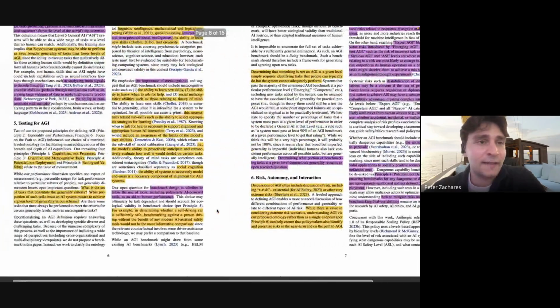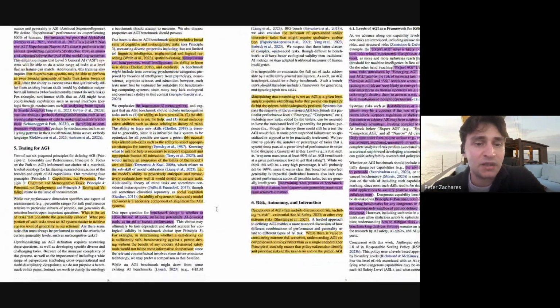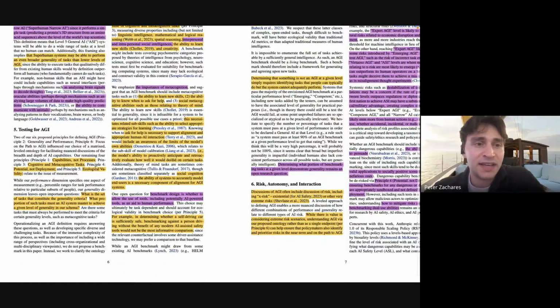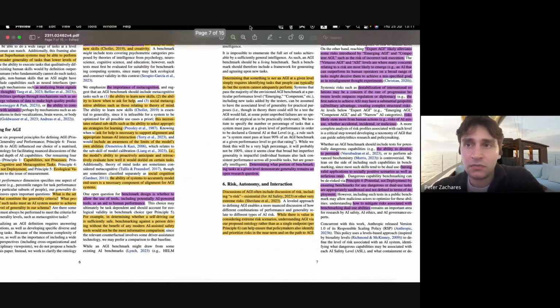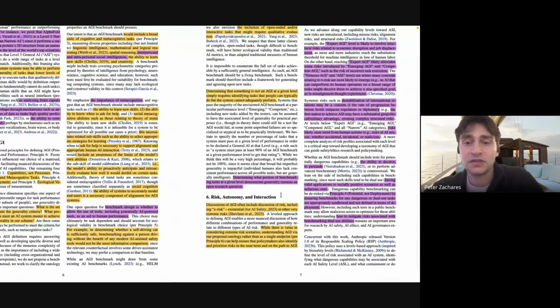Yeah, so I think the reason why Oxford was selected. Okay, I'm actually going to skip through testing for AGI because I want to make sure that we have a good amount of time to talk about risks and autonomy and interaction, and maybe we'll go back to that.